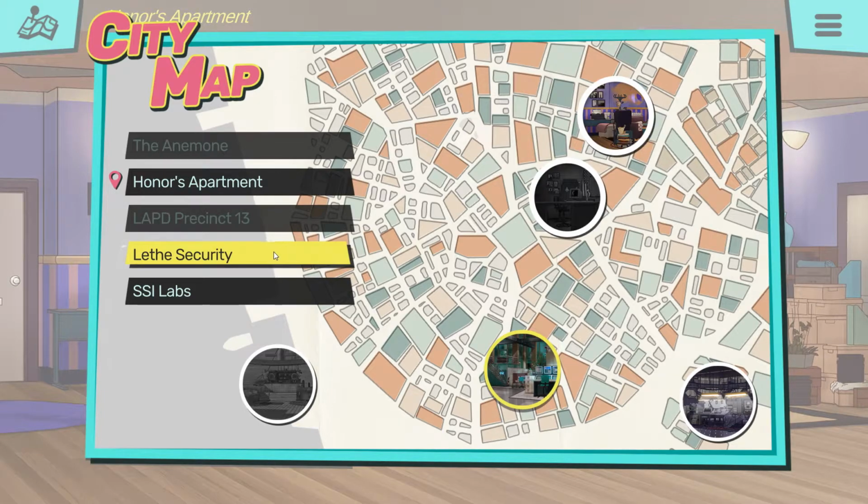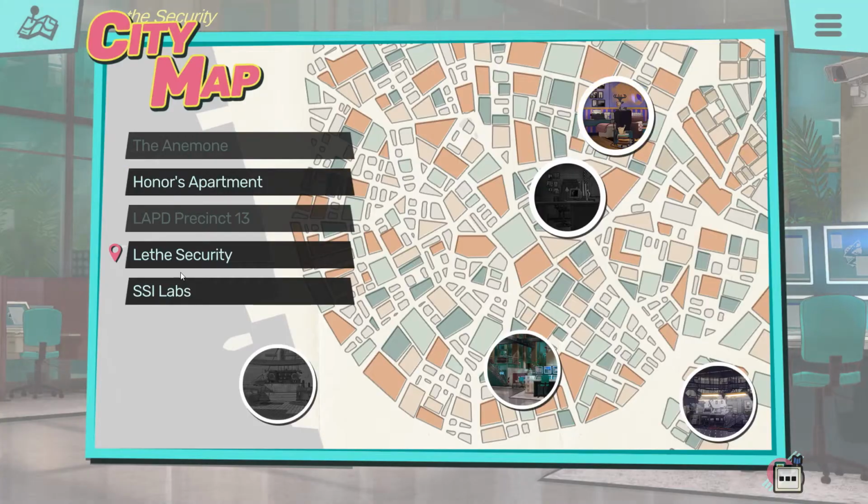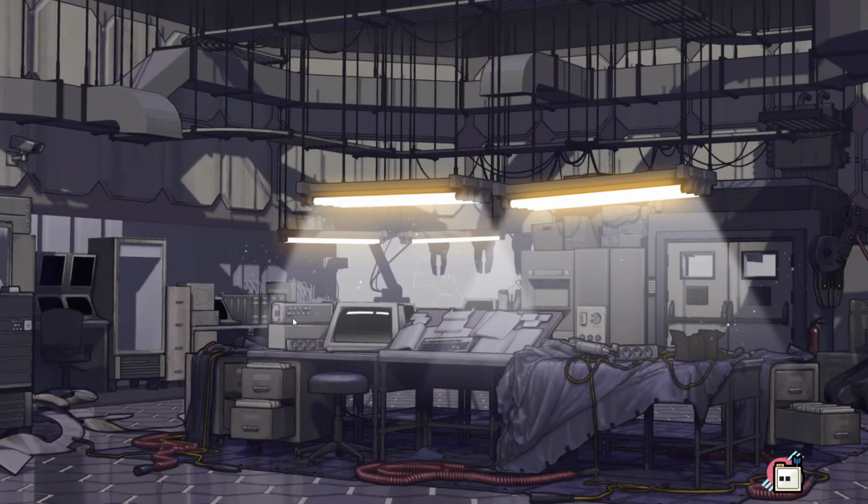Alright, so we found that. Where are we going? Leaf or SSR Labs? We'll do a quick check at Leaf Security. Okay, never mind. We can just waltz back in, alright.